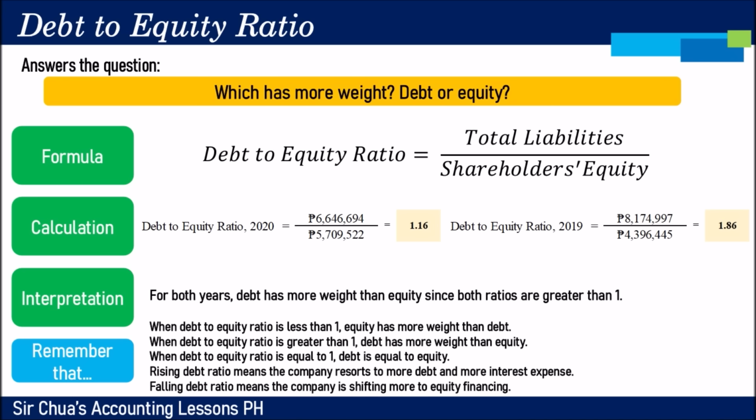Rising debt ratio means the company resorts to more debt and more interest expense. So, kapag daw po yung debt ratio natin tumataas, mas gumagamit na tayo ng debt financing. And i-expect mo na rin, dahil umuutang ka, pati yung interest expense mo tataas. Okay? But when there is a falling debt ratio, like sa atin pong example today, tingnan nyo yung debt to equity ratio ng 2019, it's 1.86, but in 2020, it went down to 1.16. So, nagkakaroon po ng shifting going to equity financing, which is yung sagot po natin kanina.